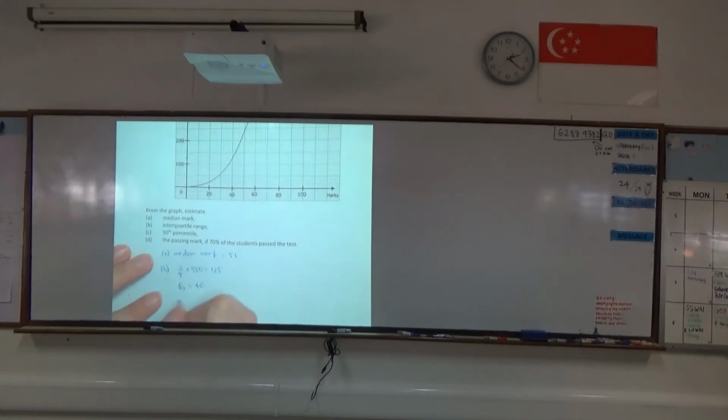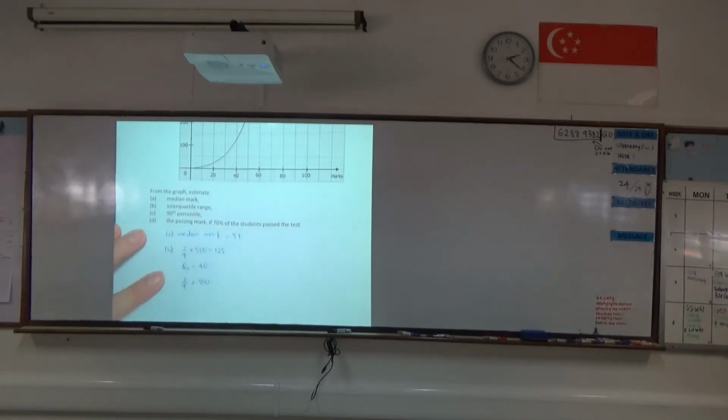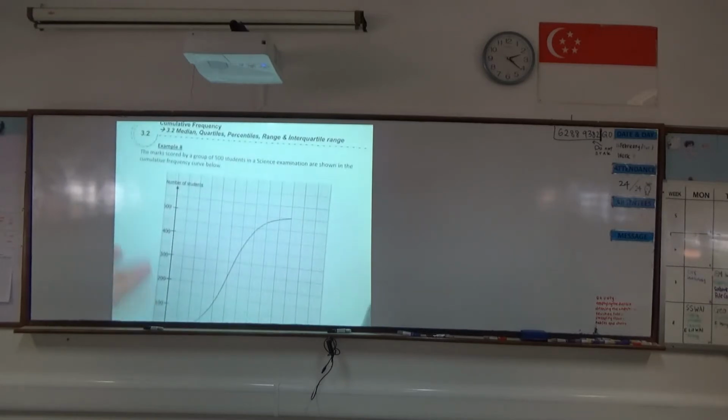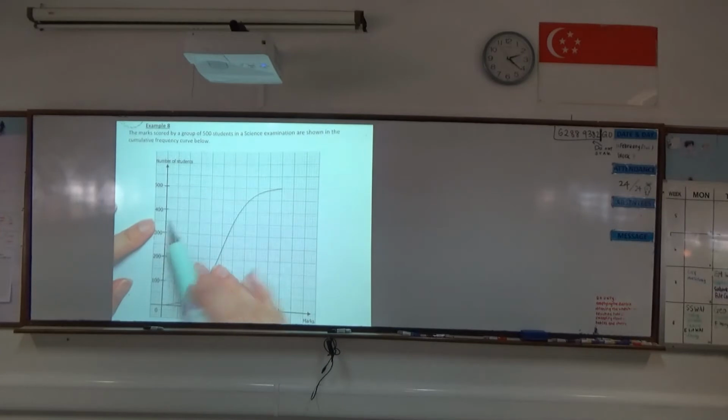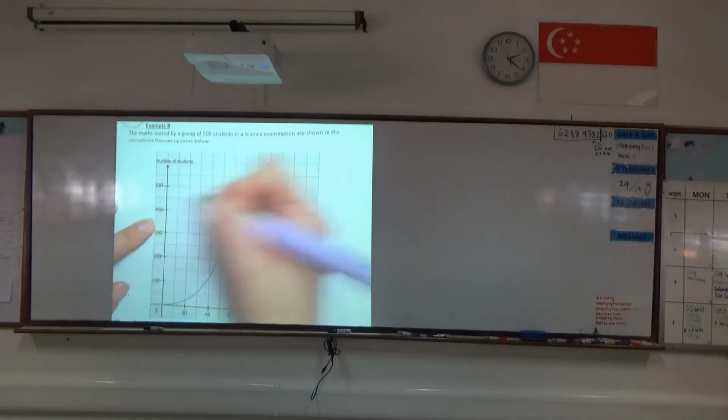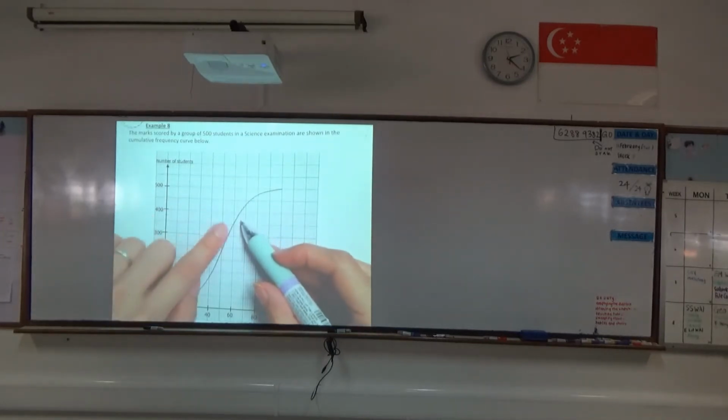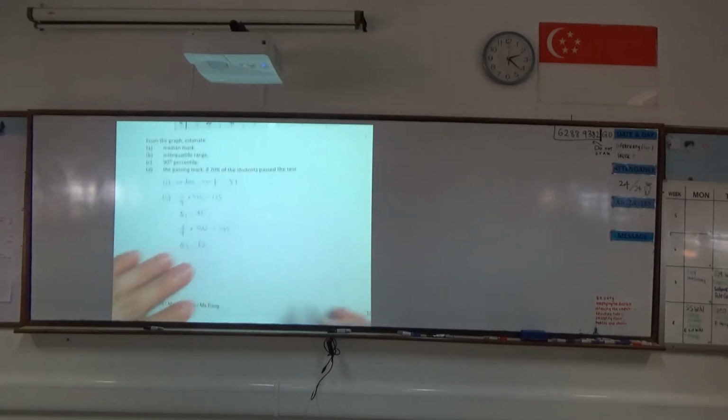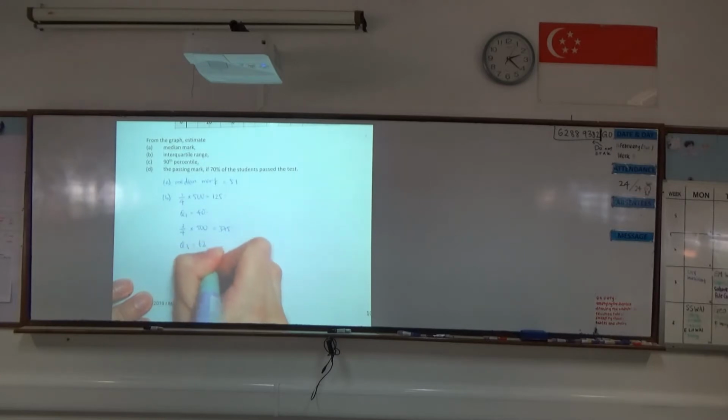Likewise, we do the same for the upper quartile. So 3 quarter times 500 gives us 375. Go on to the graph, read for 375, and you will find that Q3 is equal to 62. So therefore the interquartile range is equal to 62 minus 40, which is 22.